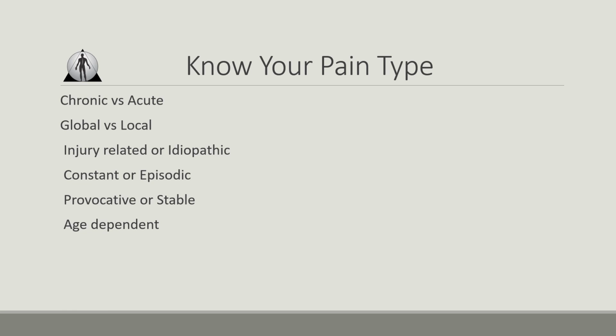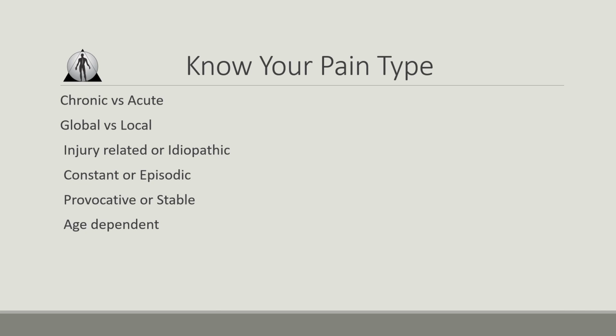So the first thing that we're going to talk about is knowing your pain type. You have to ask yourself, is your pain acute? Did it just start, or is it chronic? Has it been going on for long periods of time? Is your pain isolated to one area, maybe your knee, so that would be local? Or is it global? It seems to affect most of my body. Was there an injury that started the problem, or did the pain or issue just come out of nowhere? Is your pain constant? Is it always there, or is it episodic? It's sometimes there and sometimes goes away.